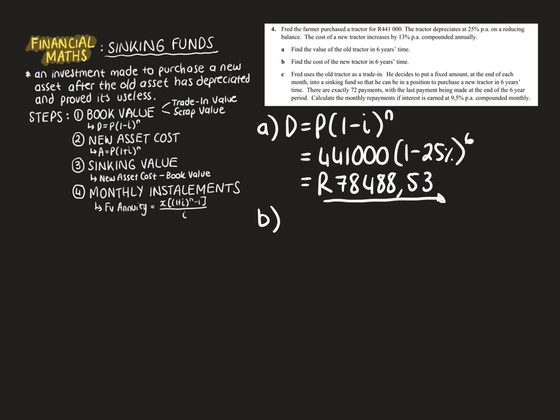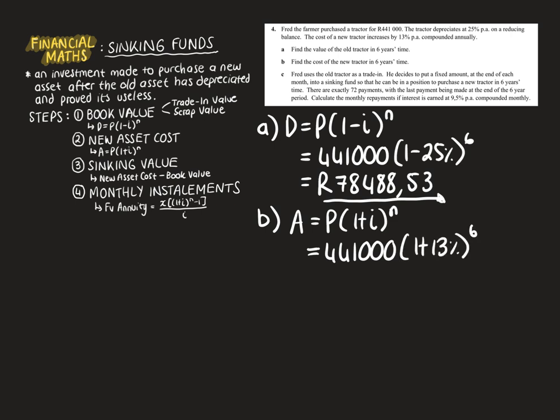So here we've got B, find the cost of the new tractor in 6 years' time. Okay, now we're going to work out what is the cost of the new tractor. So now we're going to be using compound interest because it's inflation, right? So the cost of a new tractor increases by 13%. So 441,000 times (1 plus 13%) to the power of 6. Let's see how much a new tractor is going to be.